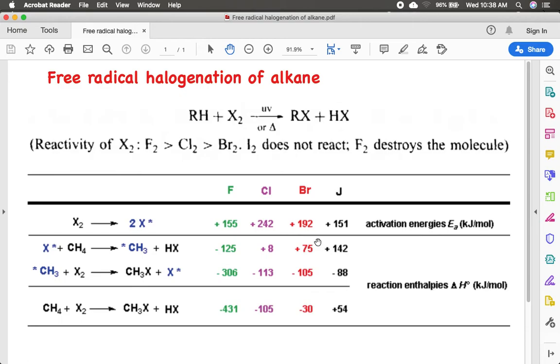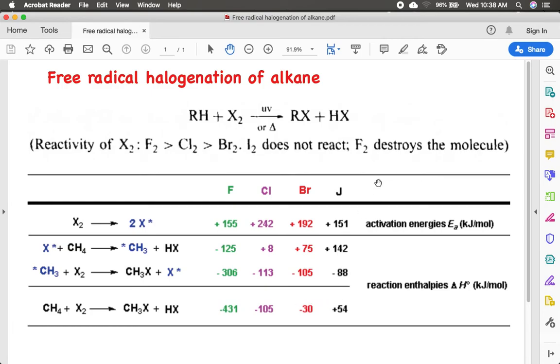For bromine, the first step is endothermic, the second step is exothermic. The overall reaction is slightly exothermic, and so still the reaction can happen.